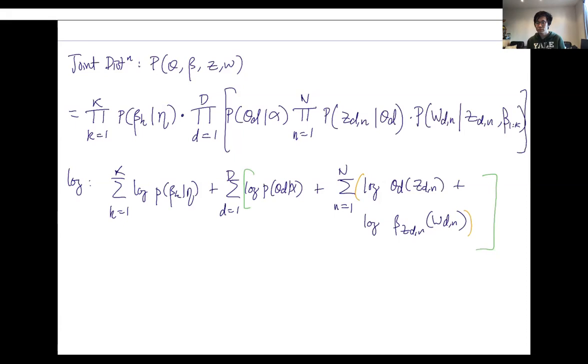Okay, let's work through this equation. This first part is just taking logs. This part should be fine. Then I take logs again, and this part is also basically one-to-one. The thing here is a little bit complicated. Can anyone tell me what this is? Anyone have a guess about why I wrote this like this? Also, hopefully I'm not ignoring people. Oh, sorry, go ahead. Is it the conditional distribution of Z_dn conditioned on theta_d? Yeah, but why can I write it like that?